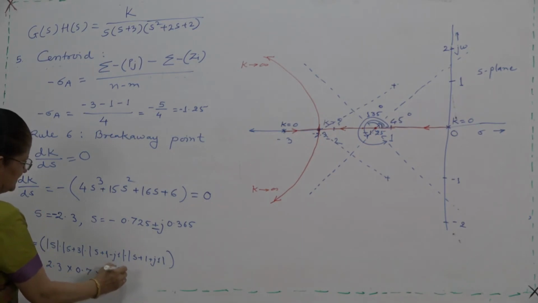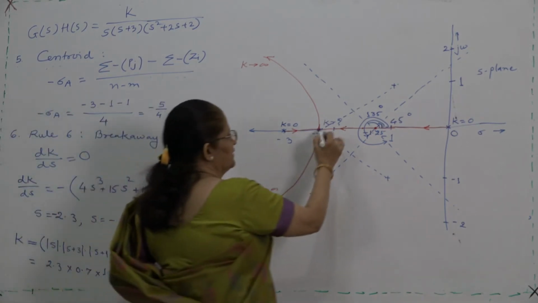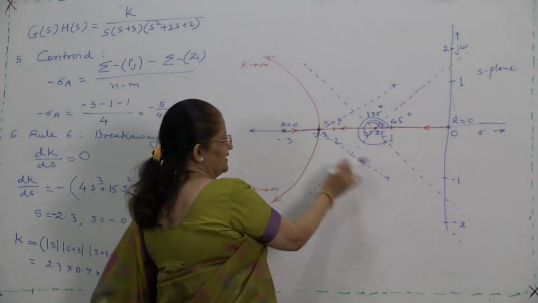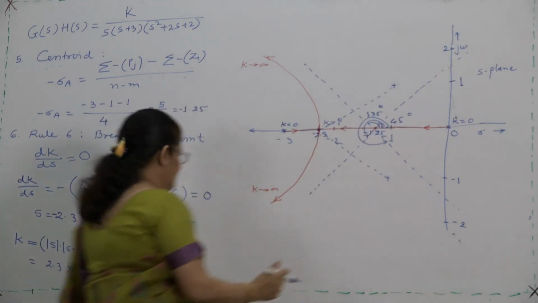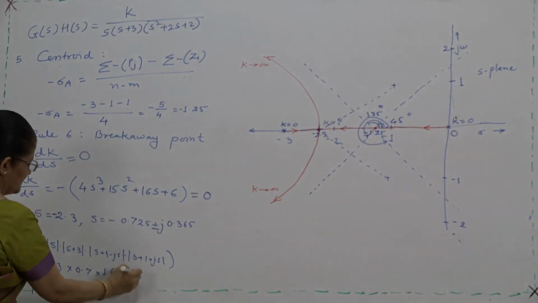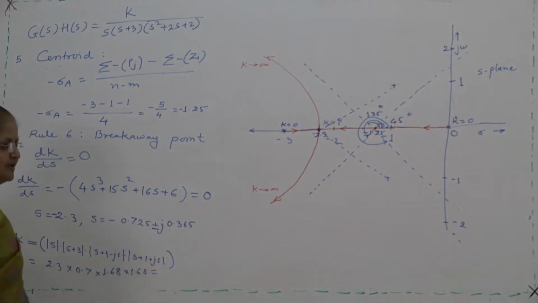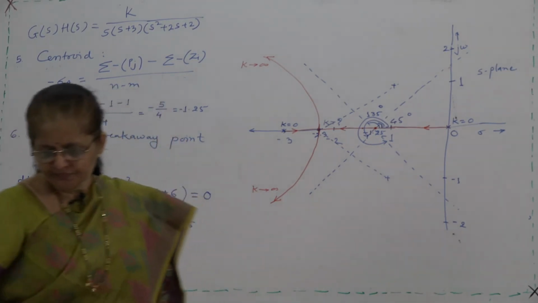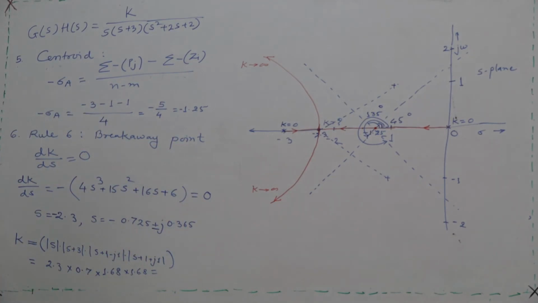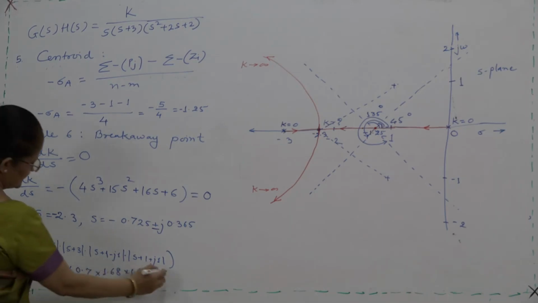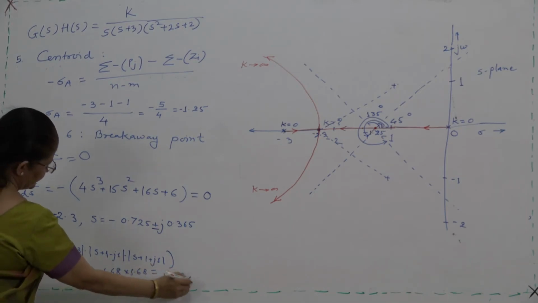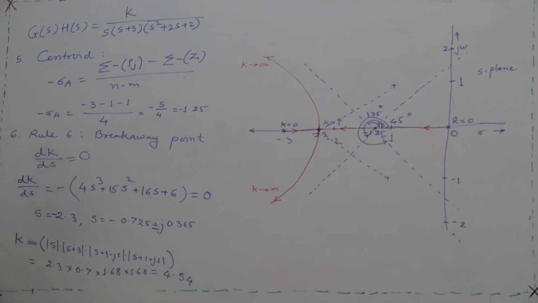If I am using 2 centimeter is equal to 1, whatever this length is, you have to divide it by 2. So, the scaling factor is important, otherwise you will get the wrong result. So, you measure on your graph paper whatever you are drawing. Here the result is 1.68. If I am getting 1.68 here, it is symmetrical about the real axis, so there is no necessity to measure it, you can just multiply by 1.68. So, find out the product of all this.